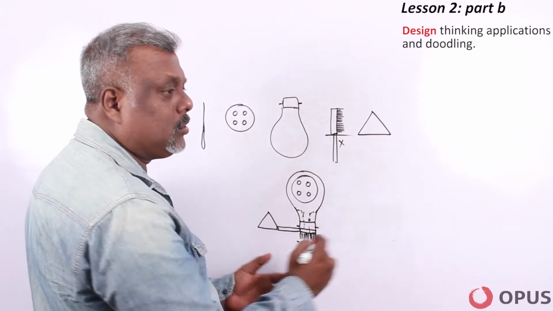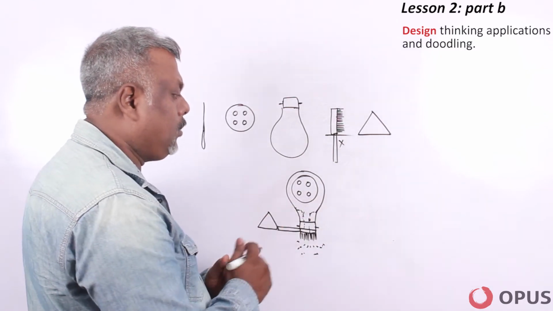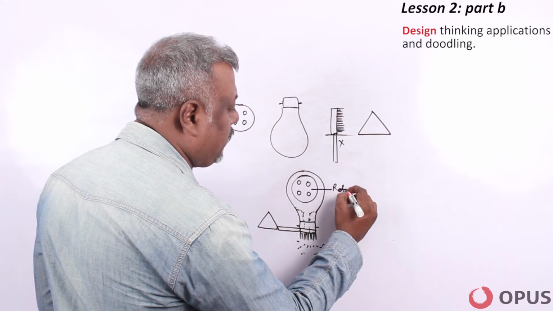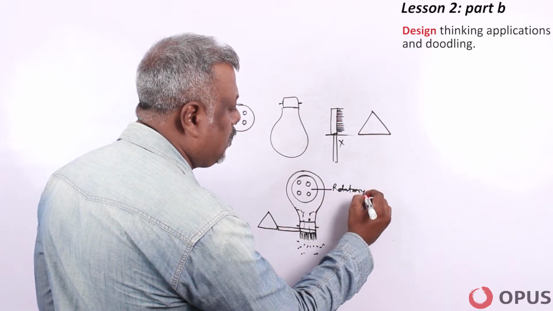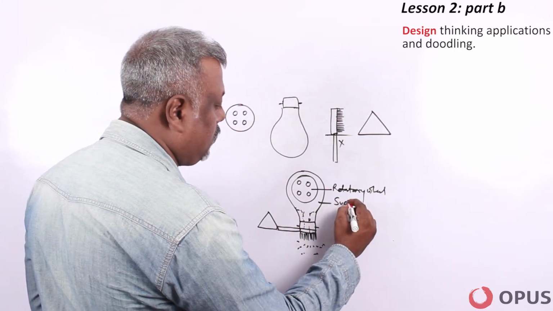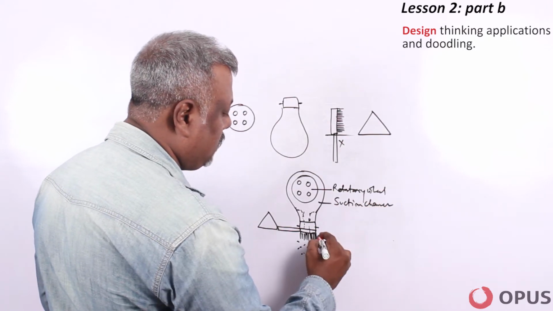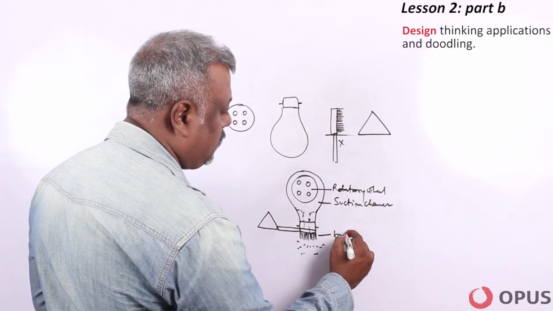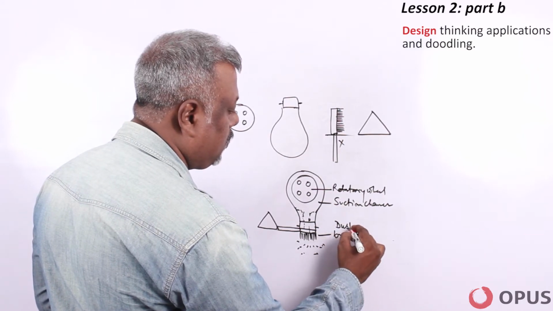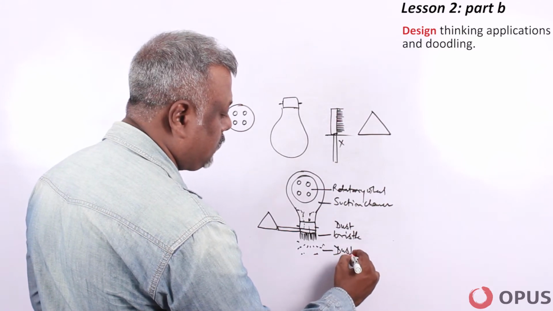So you have to write down those things, those design styles. After preparing, you have to write down that this is the rotatory wheel, okay, and this is the suction chamber. This is the bristle, okay, dust bristle. These are like dusts.